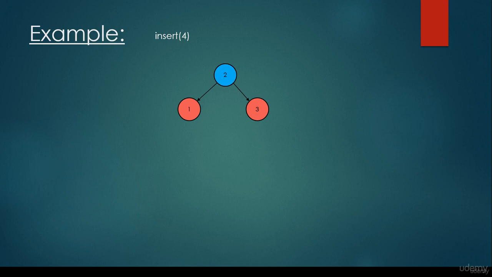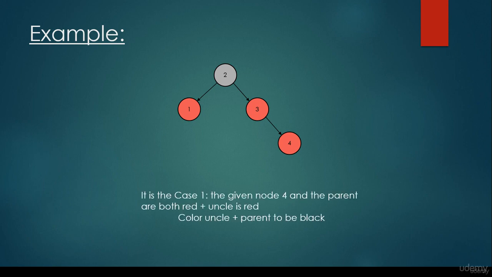Let's insert 4. 4 is greater than 2. 4 is greater than 3, so it's going to be the right child of 3. And it's going to have the red color by default, because this is how we insert items. And this is the typical case 1. The parent of the newly inserted node has the color red, and the uncle has the color red, because the uncle of 4 is going to be the node 1. The parent of 4 is going to be the node 3. So this is the typical case 1. Okay, so we have to color the uncle plus the parent to be black. Basically this is how we do it. This is the typical case 1 situation, if you may recall.